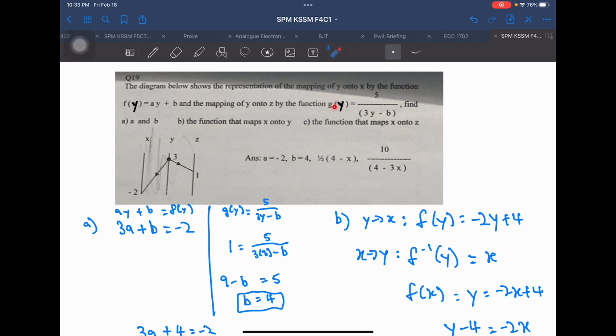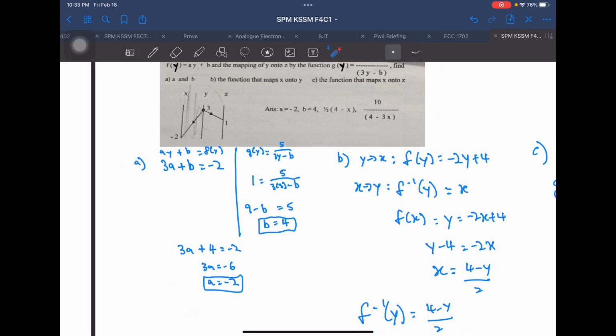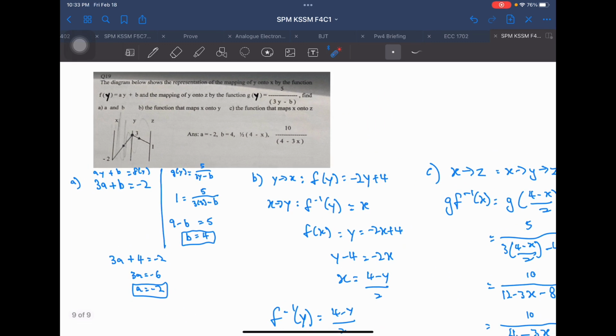So you got 1 equals 5/3 times 3 minus b. So here you move the denominator to the left. You got this, and then b equals 4. So you know b equals 4, you sub it back to the equation here. You got this. Move around, you got a equals -2. Okay. So let's move on to the second question.